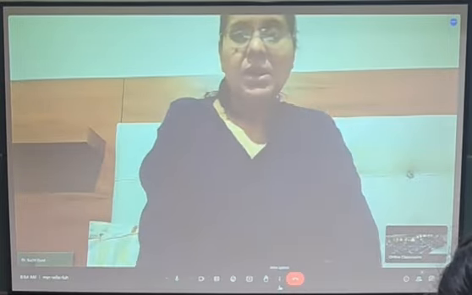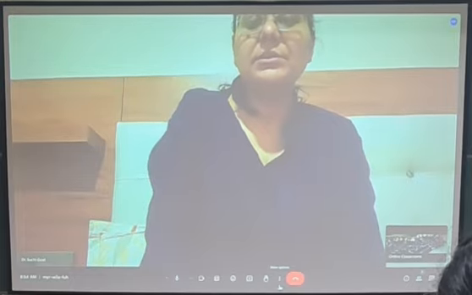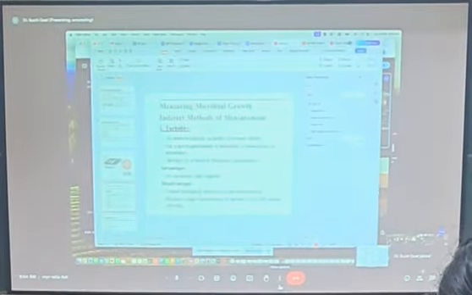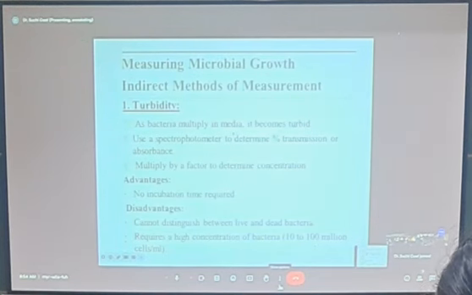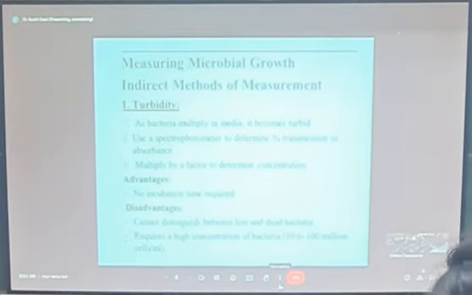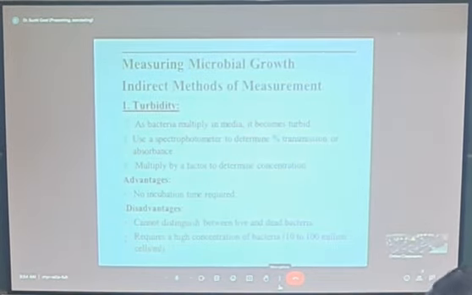Okay, so what are the indirect methods of counting? One is turbidity. All of us do this method, knowingly or unknowingly. We measure bacterial growth using turbidity. As the bacteria multiply in the media, it becomes turbid. All of us have seen that when you inoculate a bacterial colony in the evening, in the morning the media is very turbid, and you see, okay, my bacterial growth has happened.